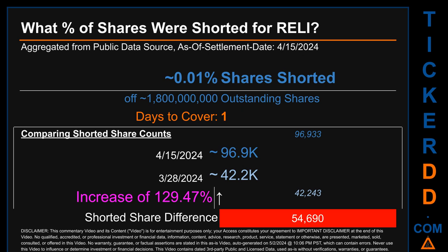When I compare the current 2-week period data snapshot against the previous period, ending in settlement date, March 28, 2024, I find that the current snapshot had roughly 54.7 thousand more shares shorted. This means that, compared to the previous snapshot, the current snapshot has an increase of 129.47% of shorted shares.